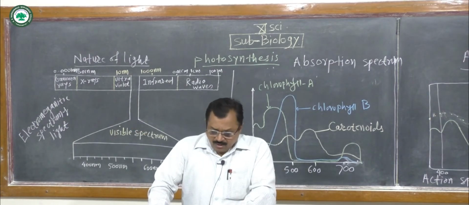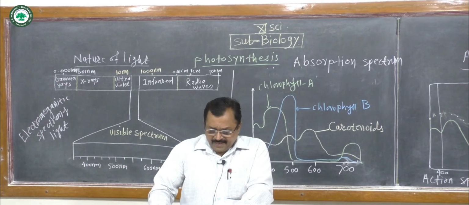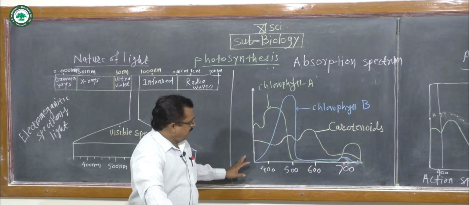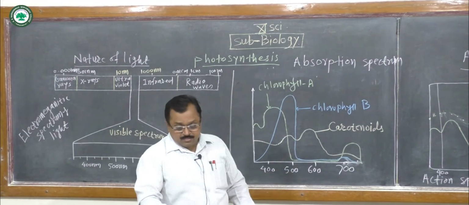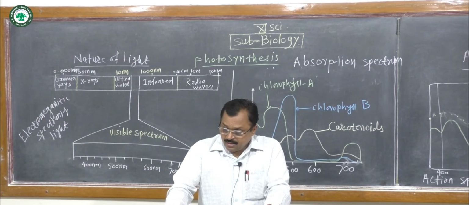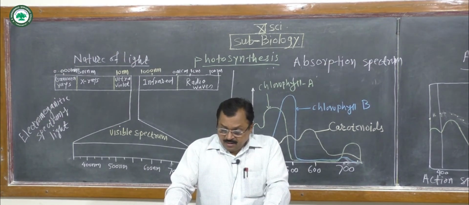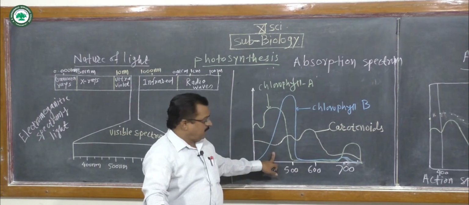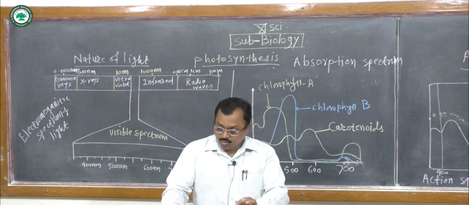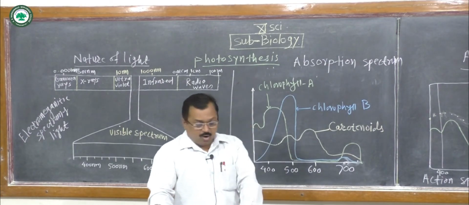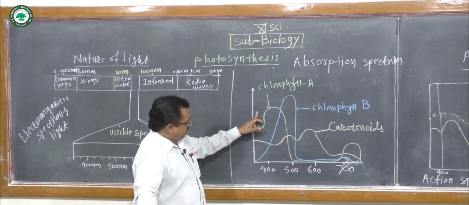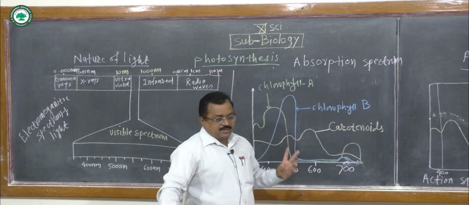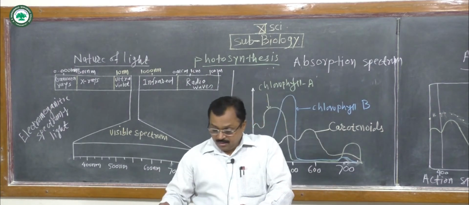Then the absorption spectrum of chlorophyll A and B clearly shows that more light energy is absorbed in red light as compared to blue and violet light. Then the relative rate of photosynthesis is different. Wavelength indicates a close relationship with the absorption spectrum of chlorophyll A and chlorophyll B.